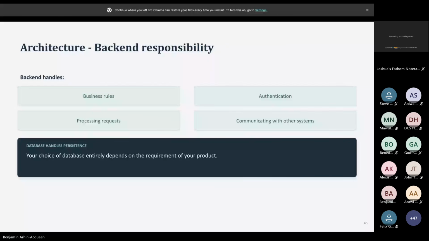Then processing requests. So yeah, the backend is also responsible to process requests. Right? So you may have multiple users that are sending requests, many requests at the same time or at varying times. How do you make sure your backend is able to handle all of these requests properly? So all of these are responsibilities of the backend, and also communicating with other systems.